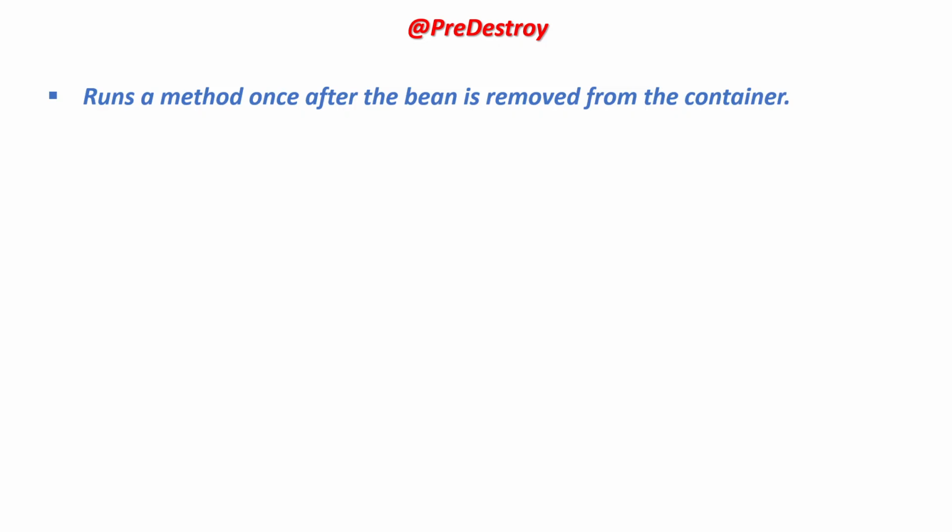Let's take a look at the PreDestroy annotation. This annotation is a little reverse to the previous one. It will execute a method once the bean is removed. That means, suppose you want to perform any functionality, logic or code after the bean is removed, you can put that code inside one method and annotate it with PreDestroy. So once the bean is removed from the container, that method will execute. It will execute only once, when the application is getting shut down.